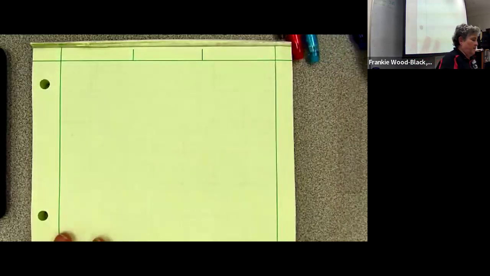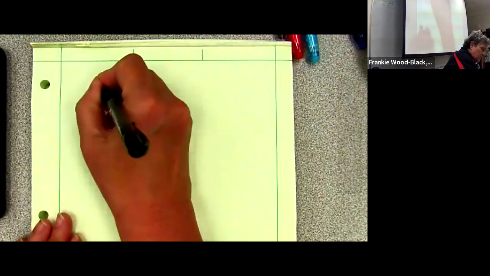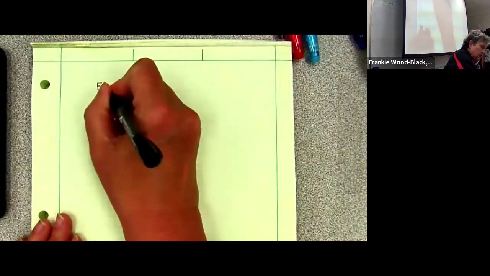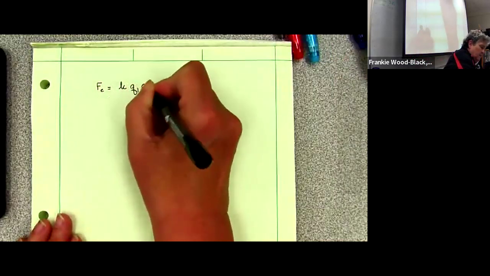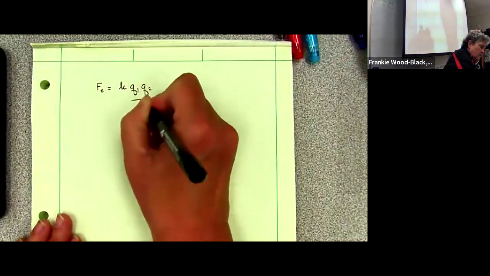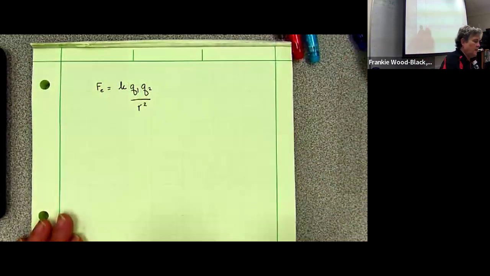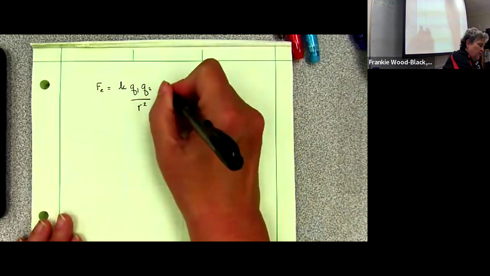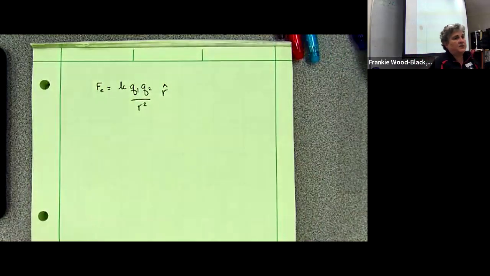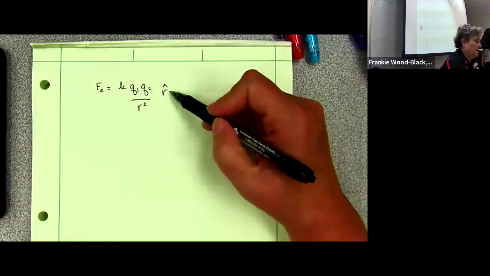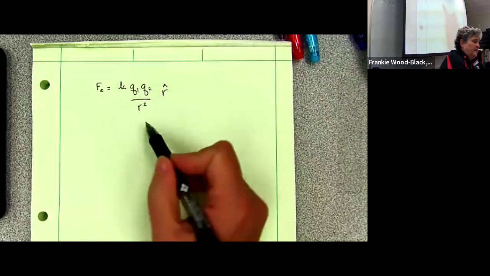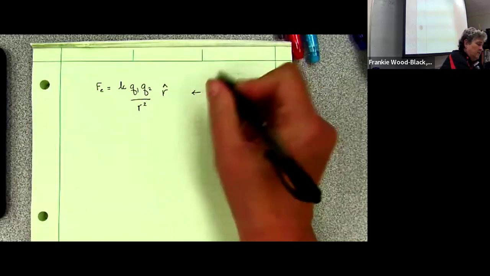So on Monday, because on Wednesday we had Cody come, we looked at the electric force being F = k Q1 Q2 over r squared. And this force is a field force, so it's in the direction of my r. And this is going to be based on individual charges.